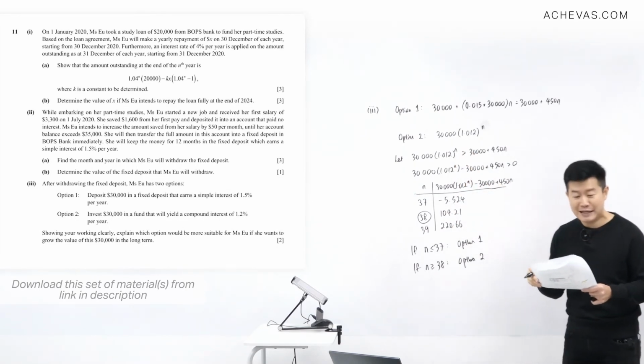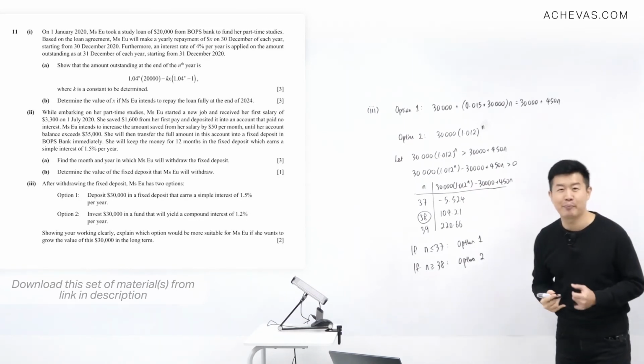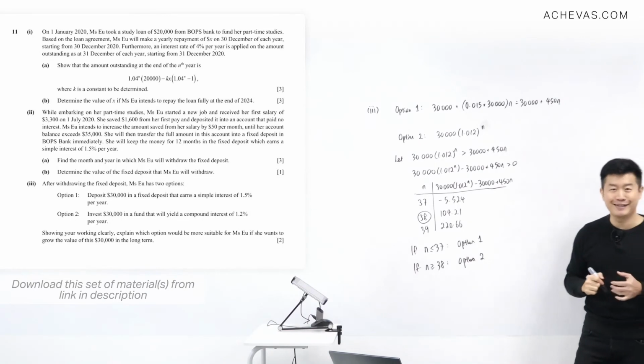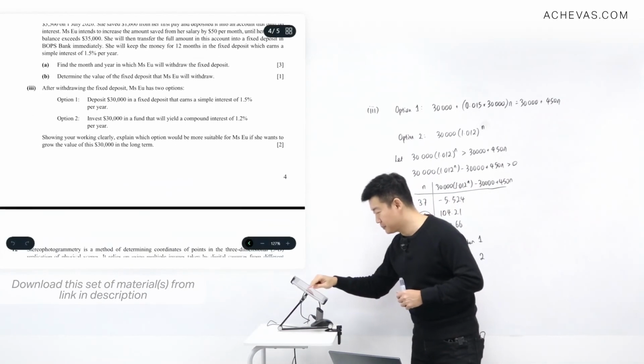A very, very easy question to write as a solution, but a really tough question to be analyzing during the exam. Anyway, let's move on to question number 12.